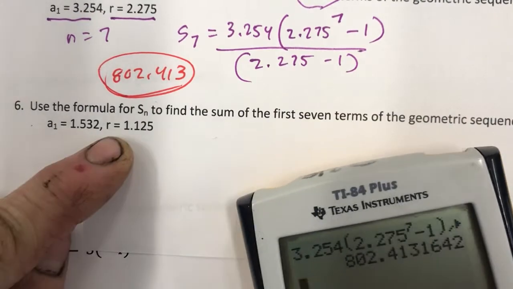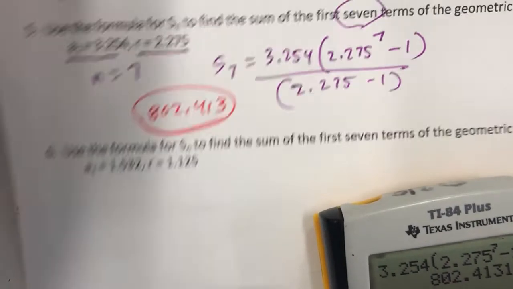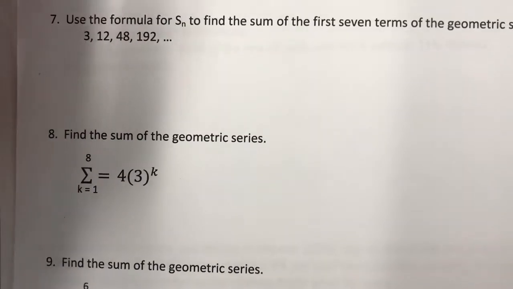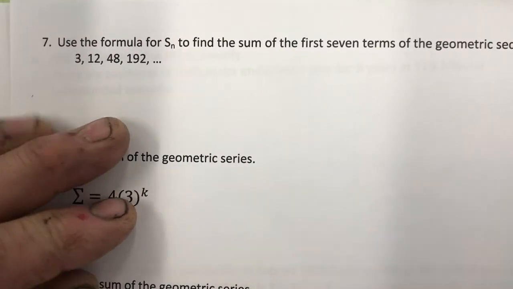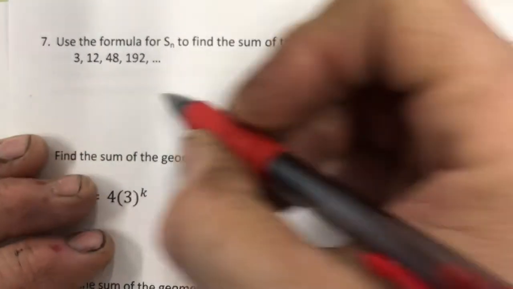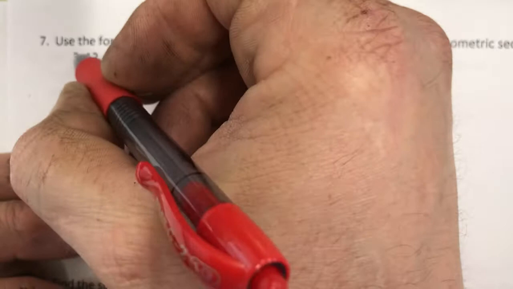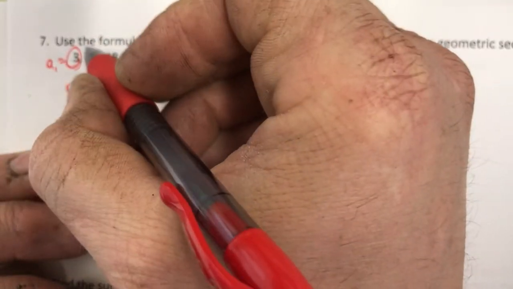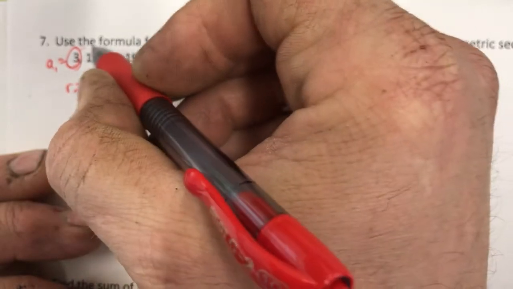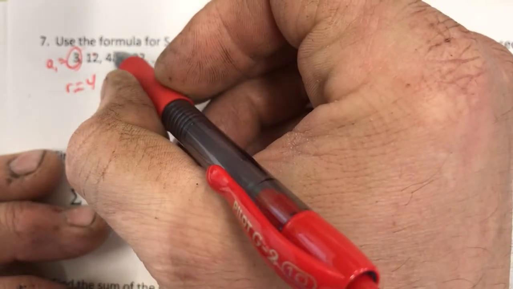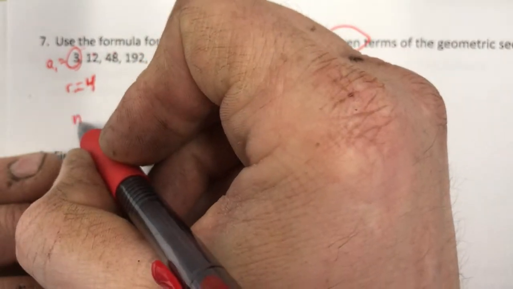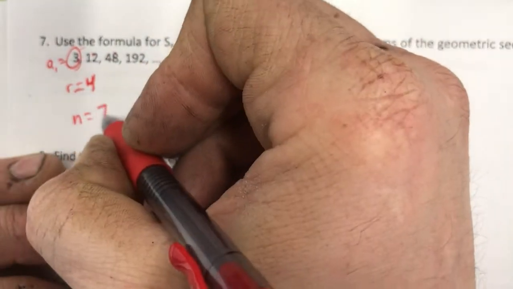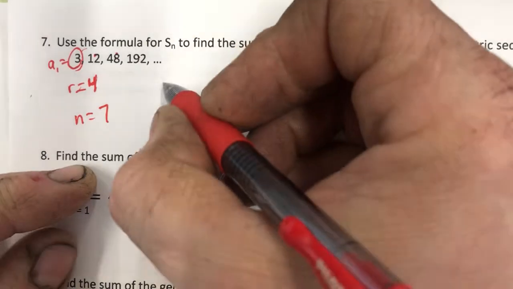Okay, here's a similar problem. I'm just going to skip that one. All right, use the formula to find the first 7 terms here. So here's my a sub 1. My r, it looks like 12 divided by 3 is 4. 48 divided by 12 is 4. 192 divided by 48 is 4. So r is 4. And n says 7 terms, so n is 7. So there's the 3 numbers I need.